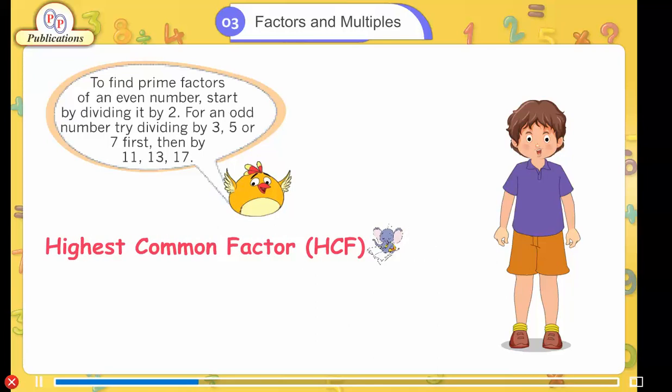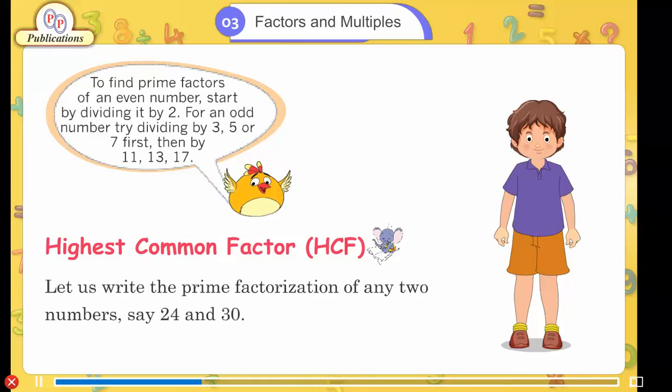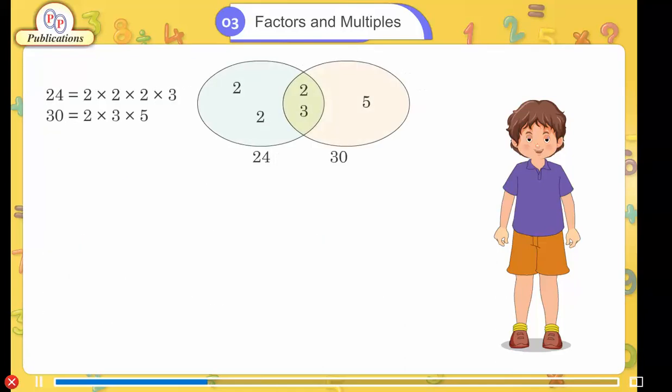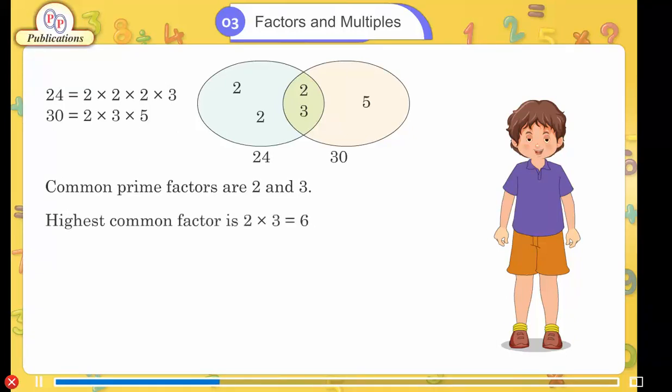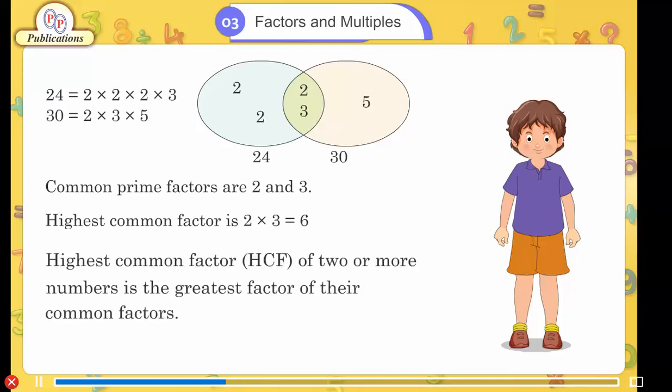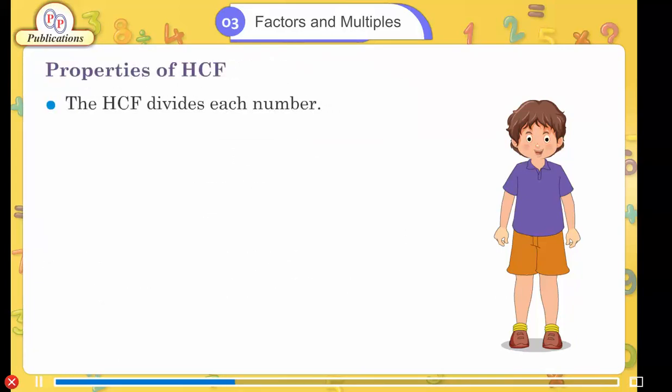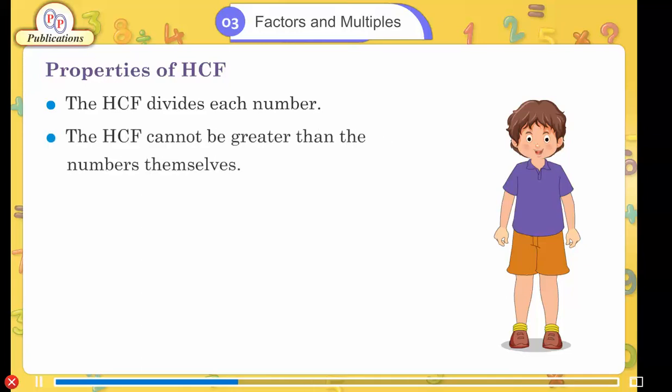Highest common factor, HCF. Let us try the prime factorization of any two numbers, say 24 and 30. 24 is equal to 2 into 2 into 2 into 3. Common prime factors are 2 and 3. 30 is equal to 2 into 3 into 5. Highest common factor is 2 into 3 is equal to 6. Highest common factor, HCF, of two or more numbers is the greatest factor of their common factors. Properties of HCF: The HCF divides each number. The HCF cannot be greater than the numbers themselves.